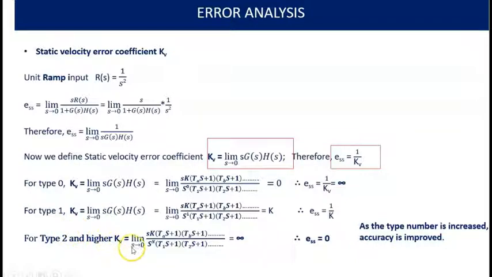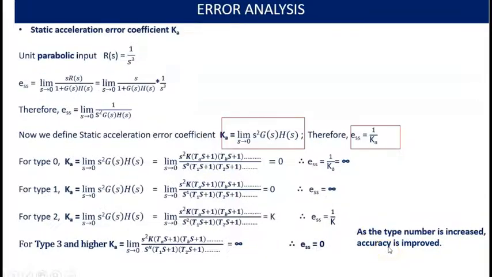For type 2 and higher, here in the denominator there will be s. Therefore Kv is equal to infinite value. Therefore steady state error is equal to 0. Again, we can say that as the type number is increased, accuracy is improved. For type 0, infinite amount of steady state error. For type 1, finite amount of steady state error, and type 2 and higher, there is no steady state error. Therefore, as the type number is increased, accuracy is improved.